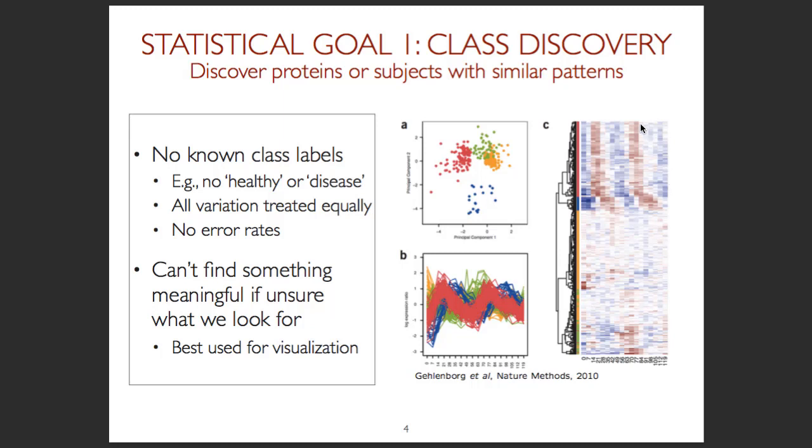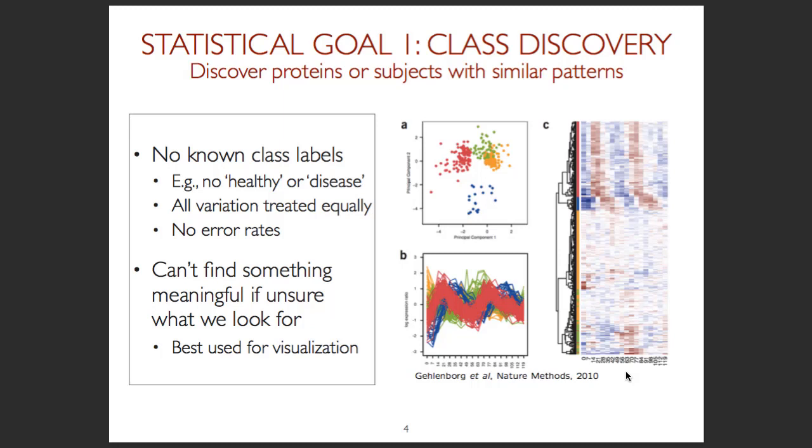On the other hand, we may also want to look at subjects which have similar profiles in the space of proteins. Let's say we have cancer samples, and now we want to look for subjects which have similar molecular profiles. Maybe these are cancer subtypes. So this is also quite useful to us.